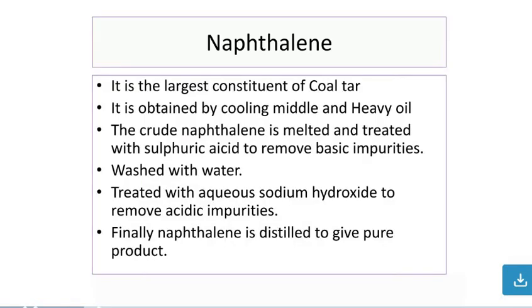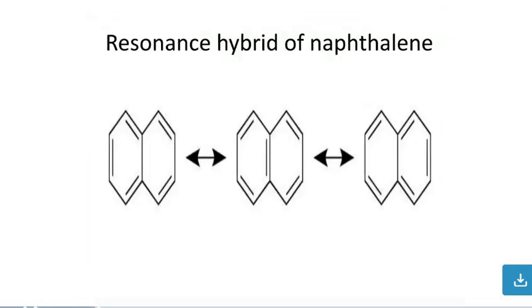Now, naphthalene. It is the largest constituent of coal tar. It is obtained by cooling middle and heavy oil. The crude naphthalene is melted and treated with sulfuric acid to remove basic impurities, washed with water, treated with aqueous sodium hydroxide to remove acidic impurities, and finally naphthalene is distilled to give pure product.